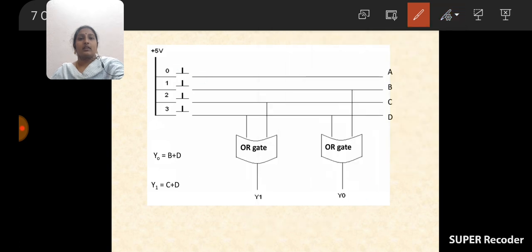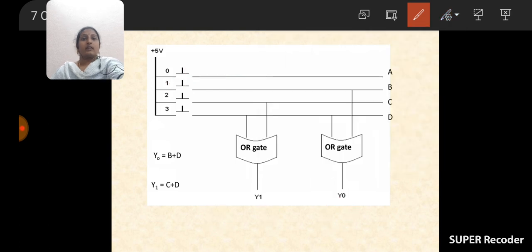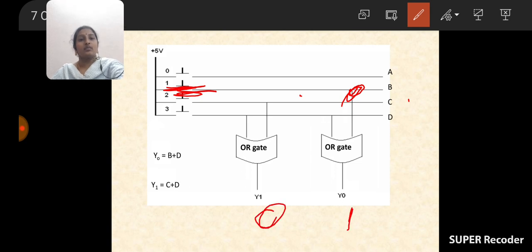Okay, is it clear? So by pressing 0, these two gates, input of 2 OR gates are not connected to the line A, so the output is 0, 0. So 0 is equal to how much? 0, 0. Okay, we'll see the next case. By pressing switch button 1, what we are getting here? OR gate is not connected to the B, but Y0, first OR gate is connected to B, so that it will produce 1, it is produced 0. So what is 1 is equal to how much? By pressing 1, we are getting 0 and 1.